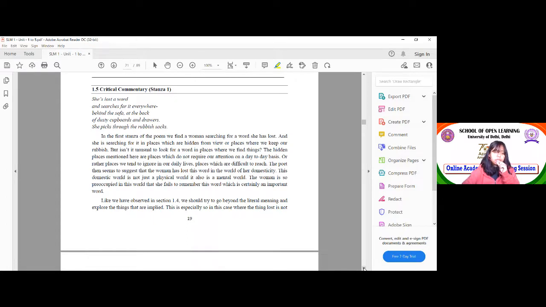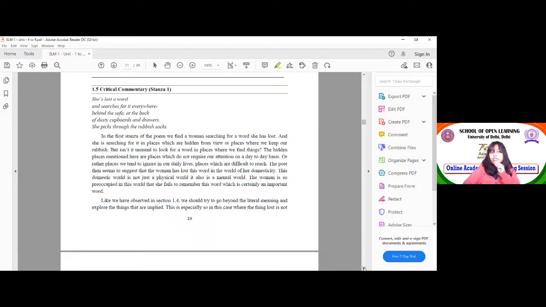So in the first stanza of the poem, we find a woman searching for a word she has lost. And she's searching for it in places which are hidden from view or places where we keep our rubbish. So she's searching where we generally search for things, right? Places where you cannot directly see. So she's searching for it in those places.